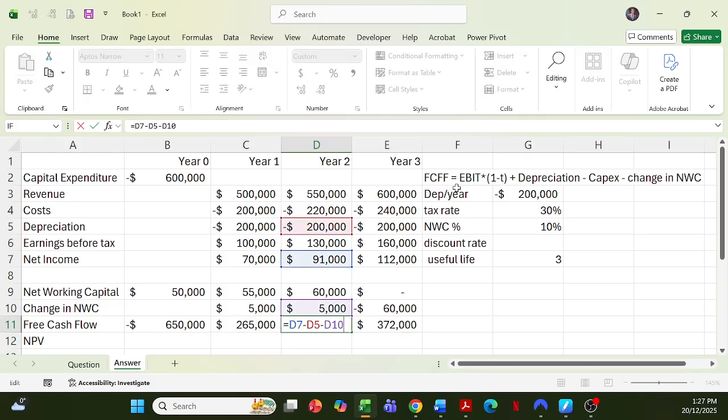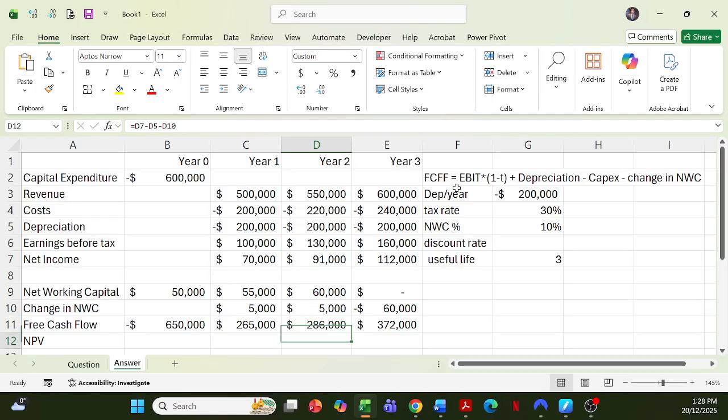Let's just make sure they're correct. Okay, we got our net income is 91,000. We got to add back depreciation. Okay, so that's 91 plus 200, 291. And then we got to subtract the change in net working capital. So that comes out to be 286.